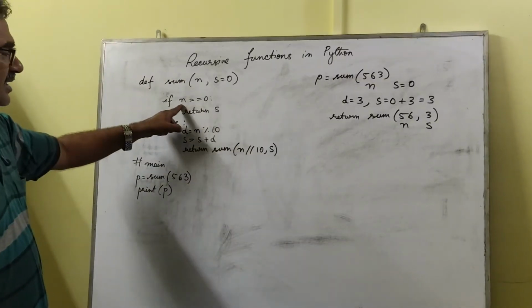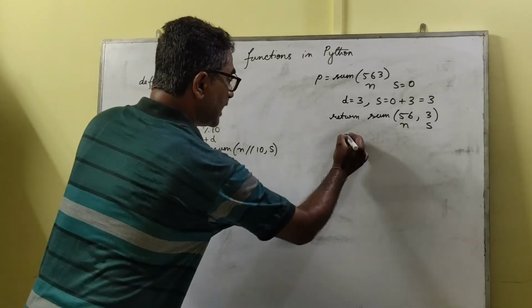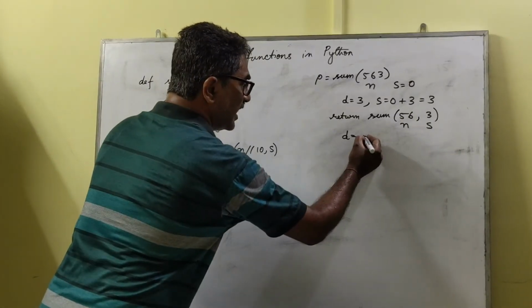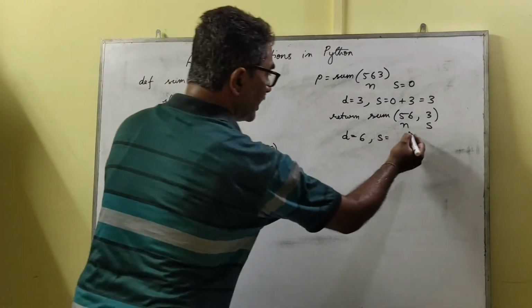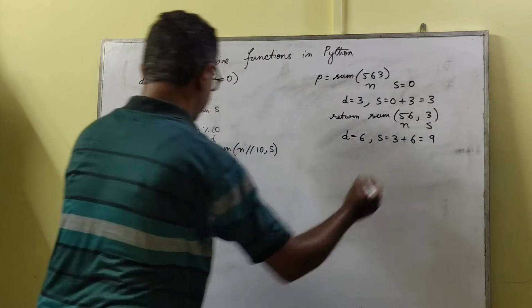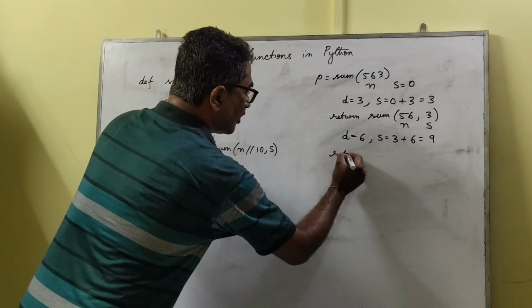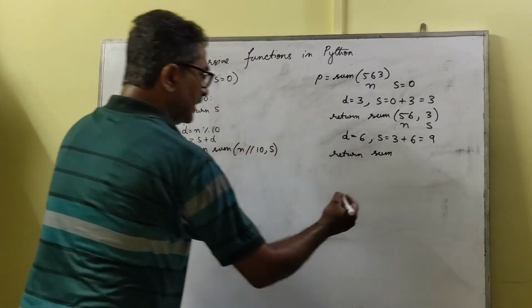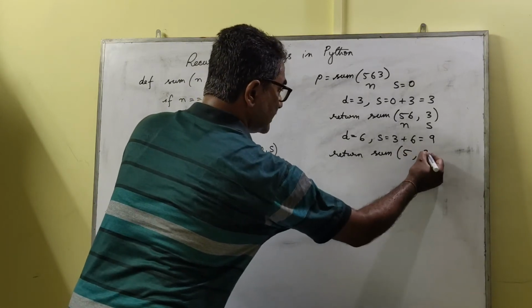So here, once again, n is not 0, it directly jumps to the else part, and in the else part, let's see what is happening. D equal to n modulus 10, so 56 modulus 10 happens to be 6, and s equal to s plus d, so s was 3 plus d, 6, which happens to be 9. Now once again, return sum, calling back the function, sum n integer division 10, that is 5, comma s 9.